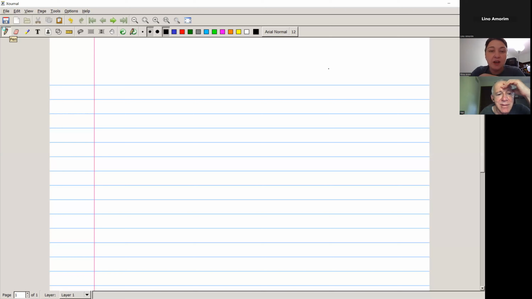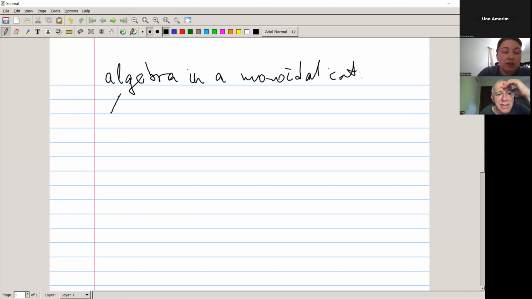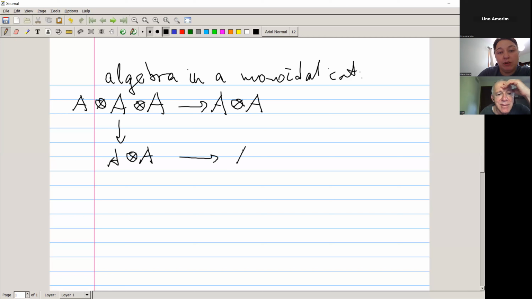Everyone is of course familiar with the notion of an algebra in a monoidal category. An algebra object is an object with a map from A tensor A to A, such that a certain diagram commutes. If you want an associative algebra, denote the multiplication map from A tensor A to A by mu. Then going mu tensor identity, or identity tensor mu, it commutes, and that's an associative algebra structure.